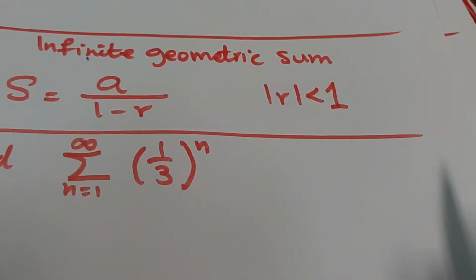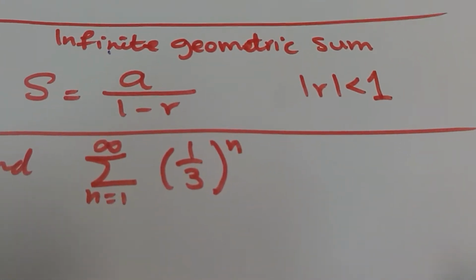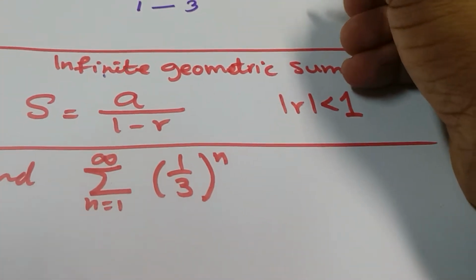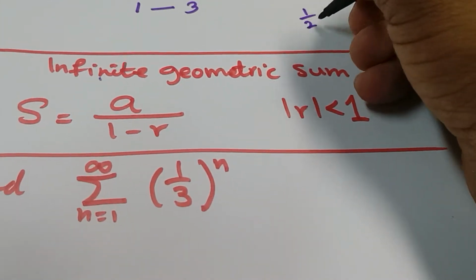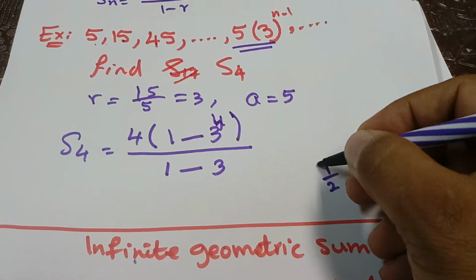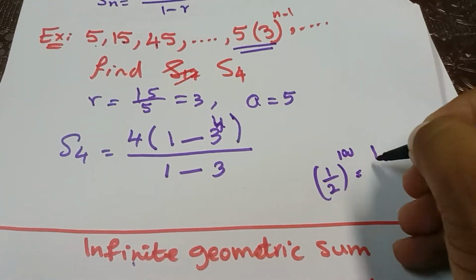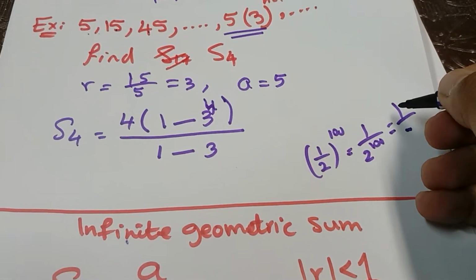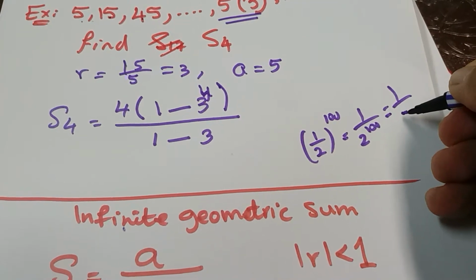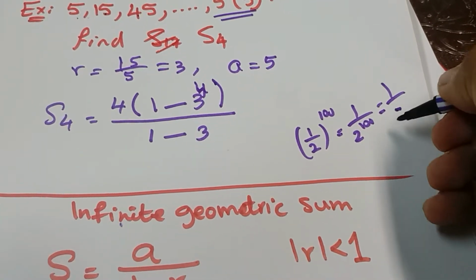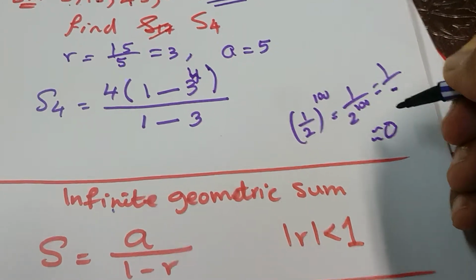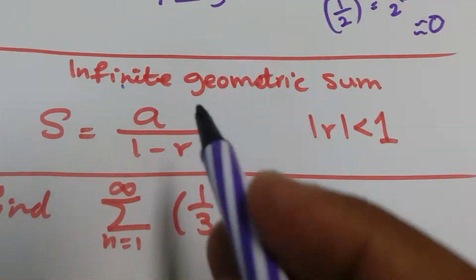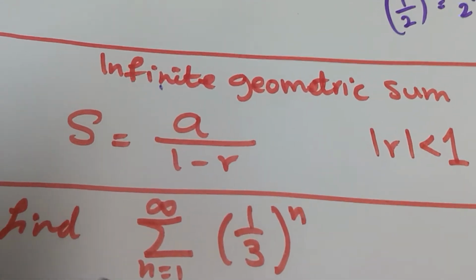Okay, now when n goes to infinity, we need to find the nth partial sum here, right? As you can see, if n goes to infinity and R is, let's say, a half, and you take it to the power 100, for example, then this is 1 over 2 to the power 100, which is a very large denominator. So if you have, let's say, $1 divided among 1 million people or 1 billion people, every person will get around 0. That's why this term goes to 0 when n goes to infinity. So what is left is just A over 1 minus R. Okay, we need to find this sum.